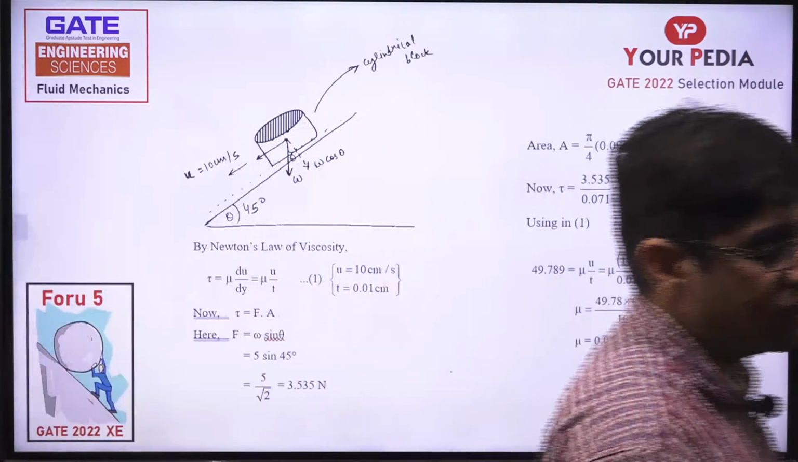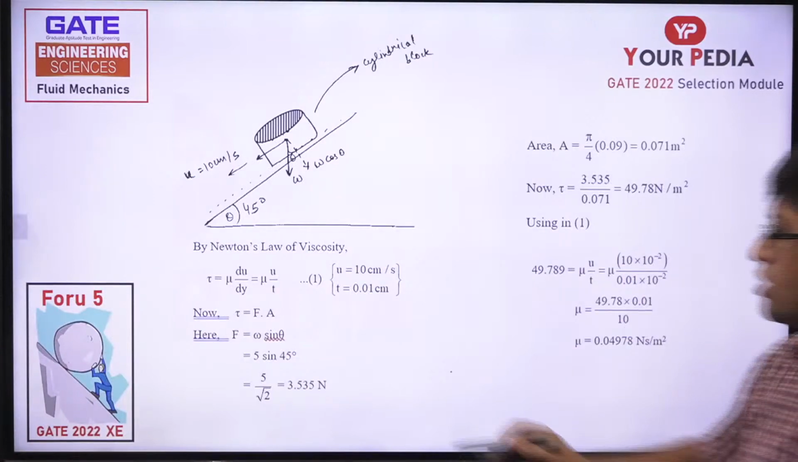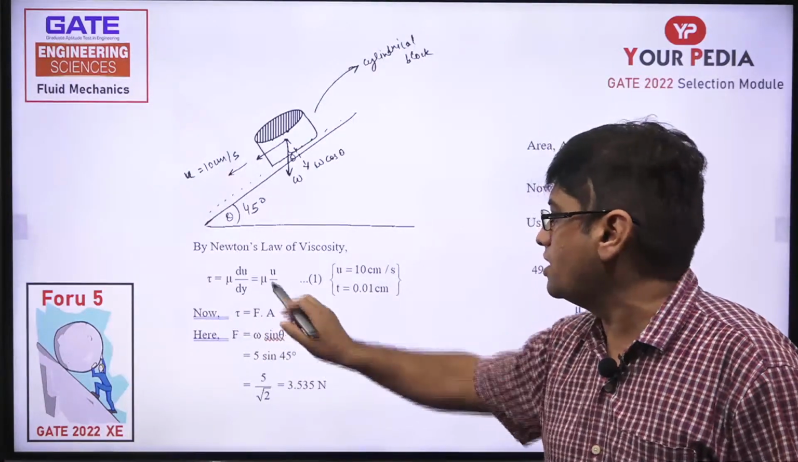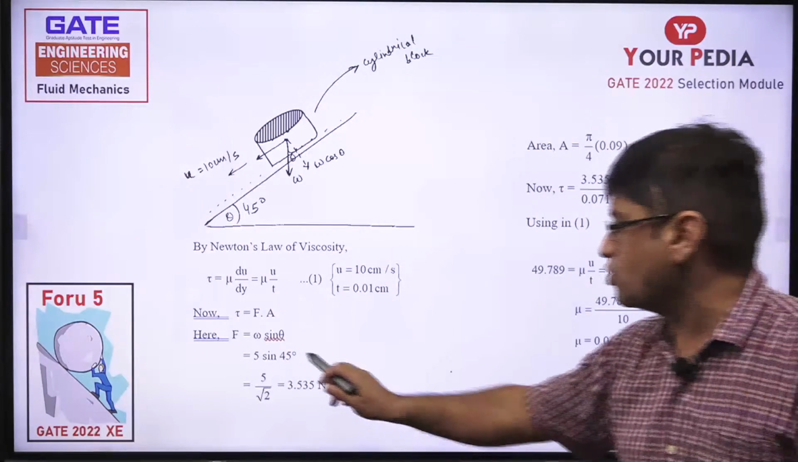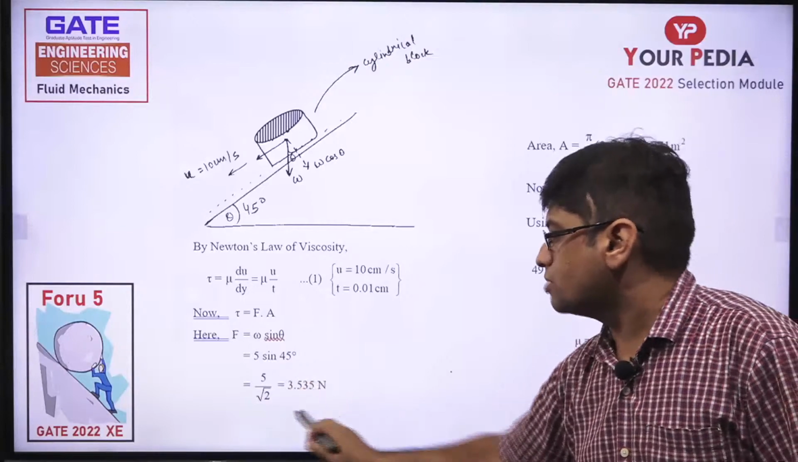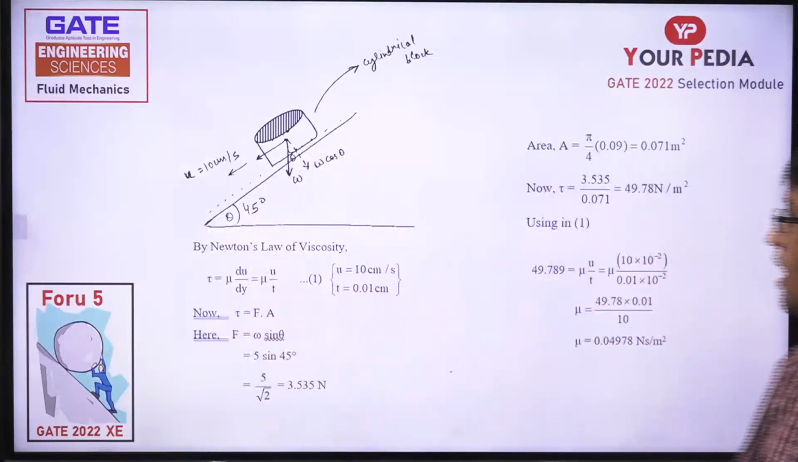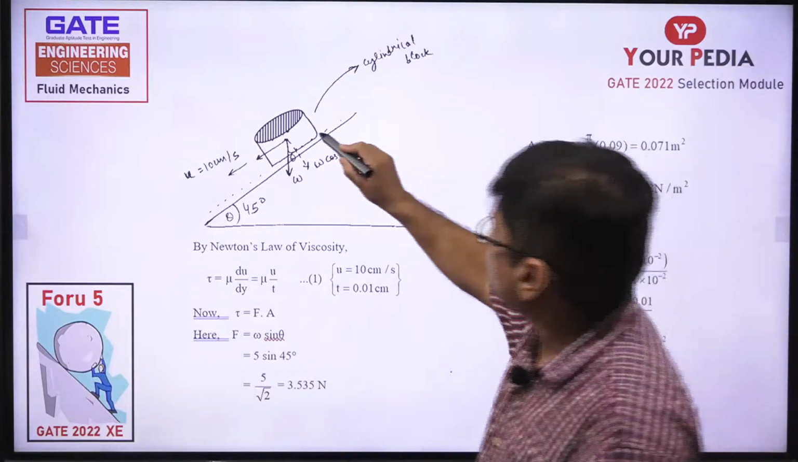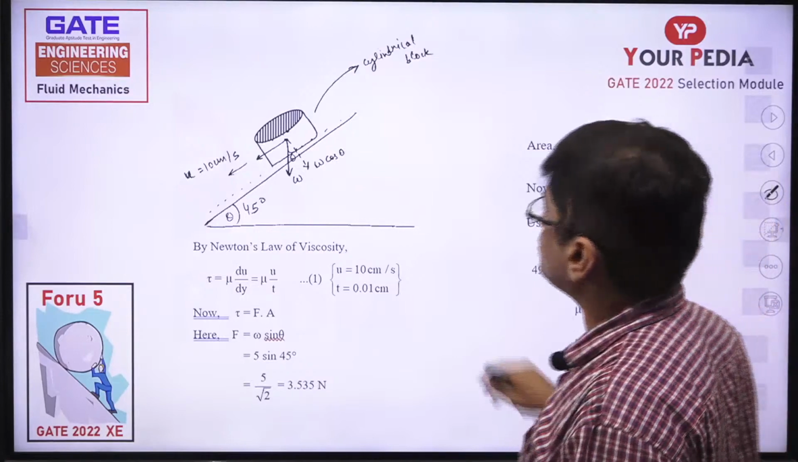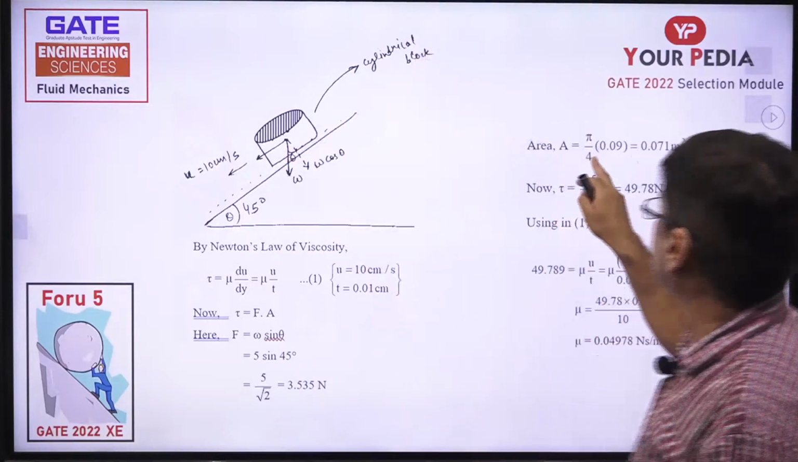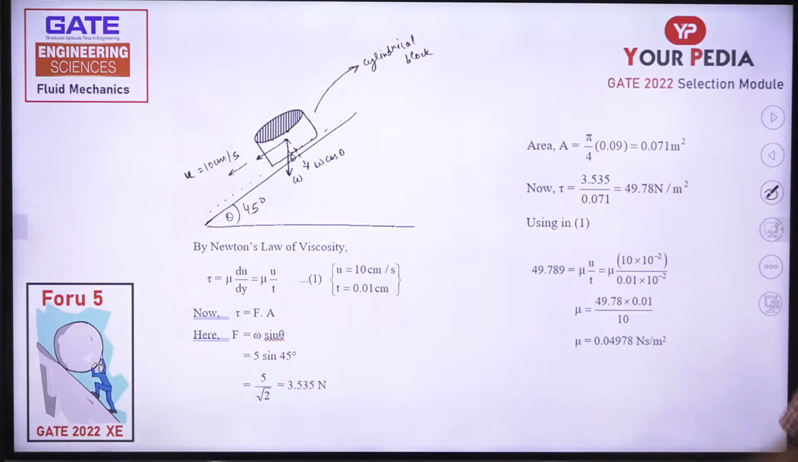Now see this question carefully. See the answer carefully. So we have to find out the tau. So tau is du by dy into mu. So what is the force here? Drag force. Drag force is mg sine theta. Mg is 5 Newton. Sine 45 degrees is 1 by root 2. So 5 by root 2. This much is the force acting downward. And the same force is nothing but the drag force. So as you see, there will be a drag force acting, and that drag force will be acting in the upward direction. As I discussed with you, this is the area of cross section which is given to us. So from the area of cross section, we can find out the drag force.